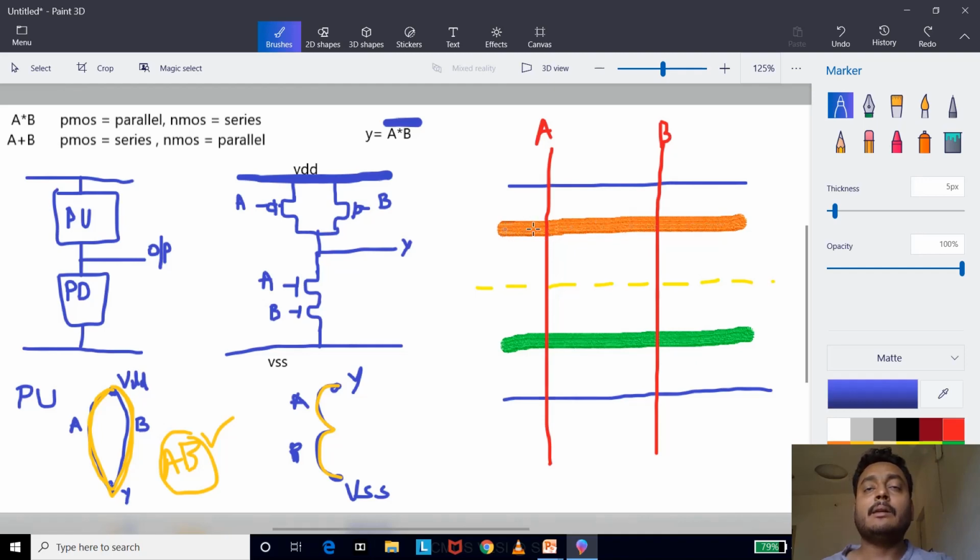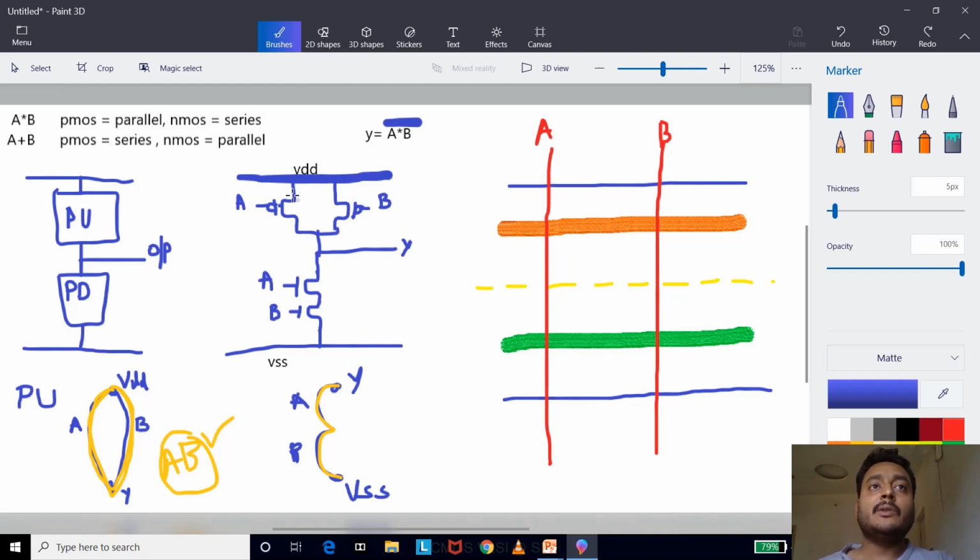When a diffusion is crossed over by polysilicon, that means a transistor is formed. In this case, this is P diffusion. There are two transistors here, the B transistor and the A transistor. In these two transistors, one terminal is open for A and one terminal is open for B, and the other two terminals of A and B are joined together. So they are already interconnected, and they are not available individually.